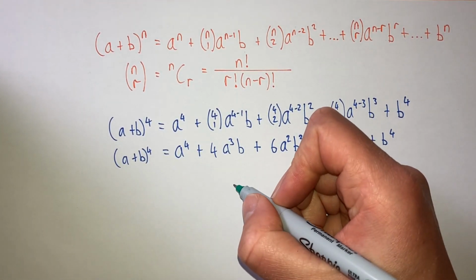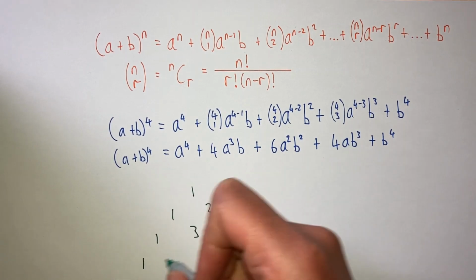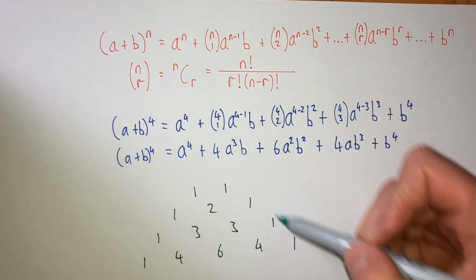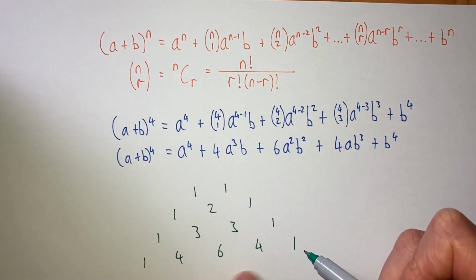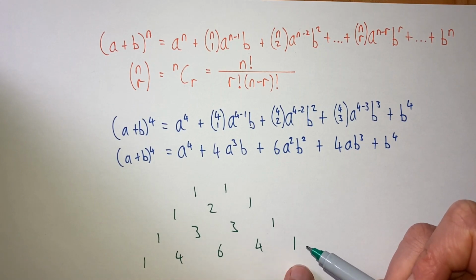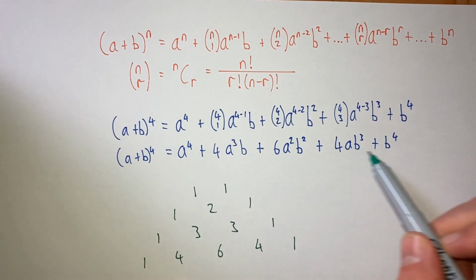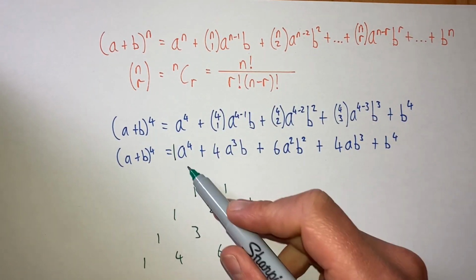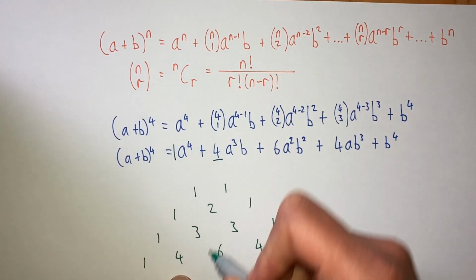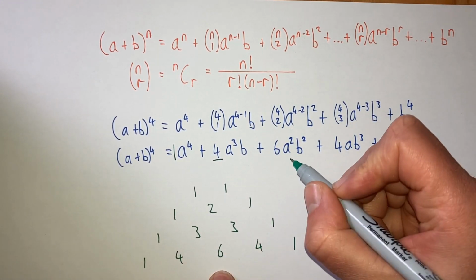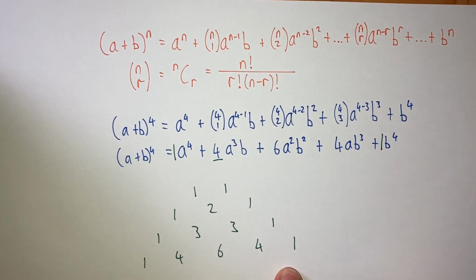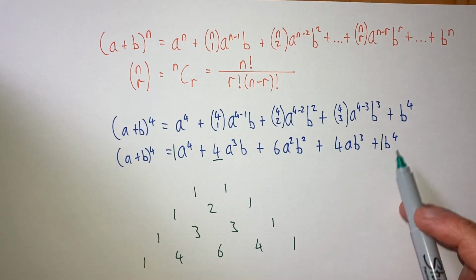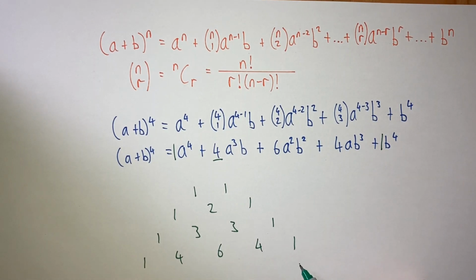term. Pascal's triangle looks like this. Here we've got n is 1, n is 2, n is 3, and n is 4. So these numbers represent the coefficients of each term here. So we've got 1 a to the 4, we've got 4 a cubed b, 6 a squared b squared, 4 a b cubed, and 1 b to the 4. So this is 1, 4, 6, 4, 1. And again, there are 1, 2, 3, 4, 5 terms, which is 1 greater than n.